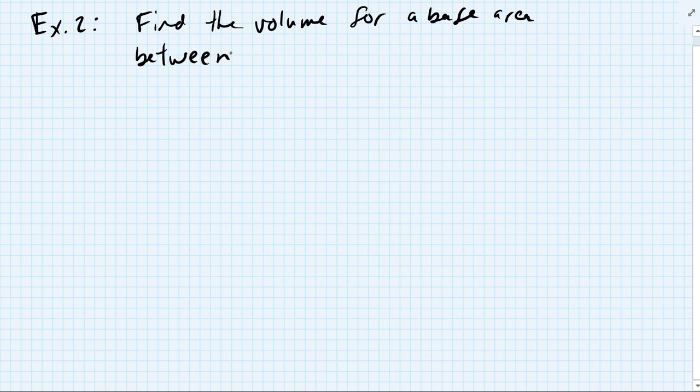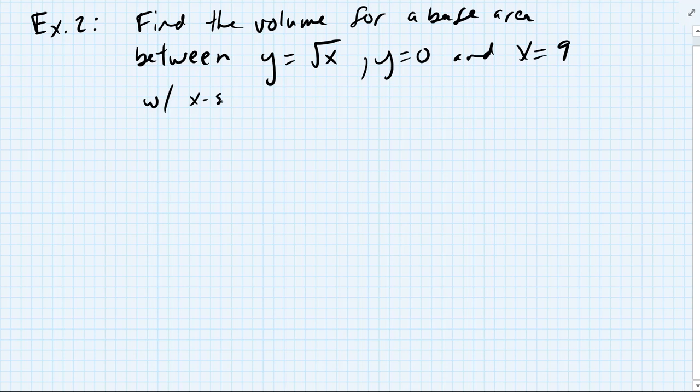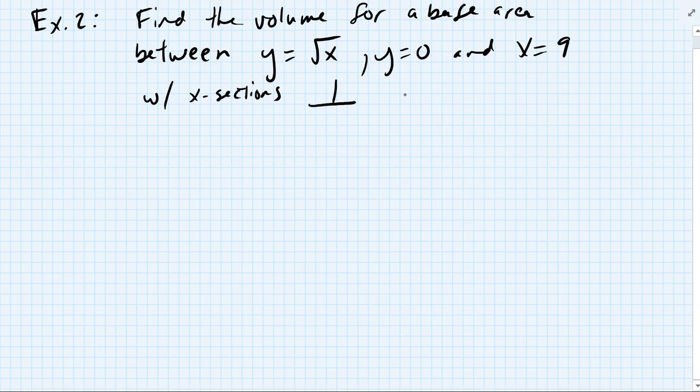did I mention that my favorite curve is square root of x? Yeah, we're going to still do it. Square root of x, y equals 0, and x equal to 9 with cross sections perpendicular, that symbol means perpendicular, to the y-axis, of equilateral triangles.